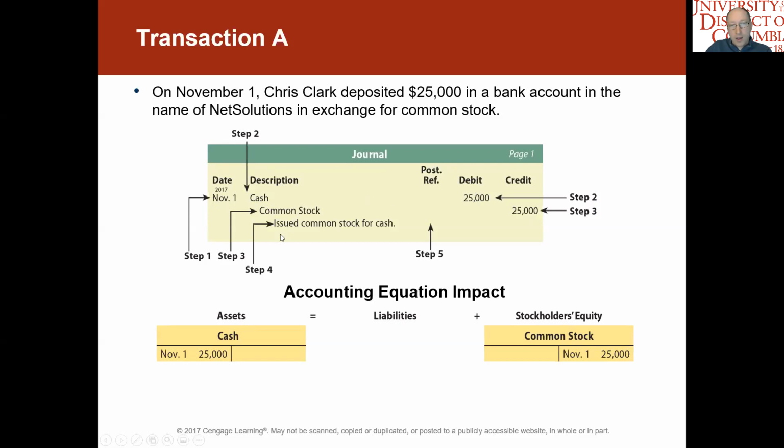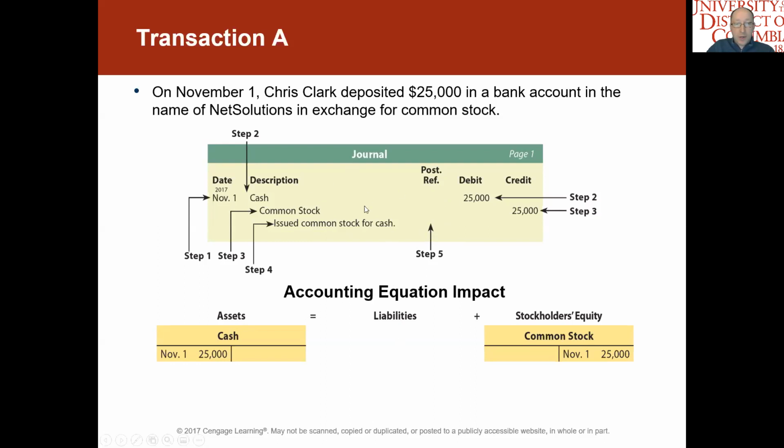And then in step 4, we enter a nice note or a reference as to what it was, what we did. We issue common stock for cash. And in step 5, if there's a post-reference number, we'll enter that number in. Post-reference number, think of it like your checking account. If you physically write checks on your ledger, you'll see that there are reference numbers. Those are check numbers, right? And that would be typically entered in the post-reference column.